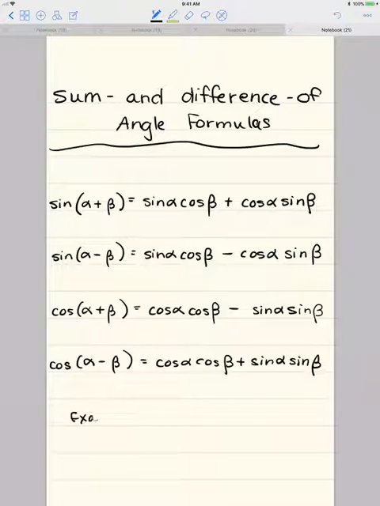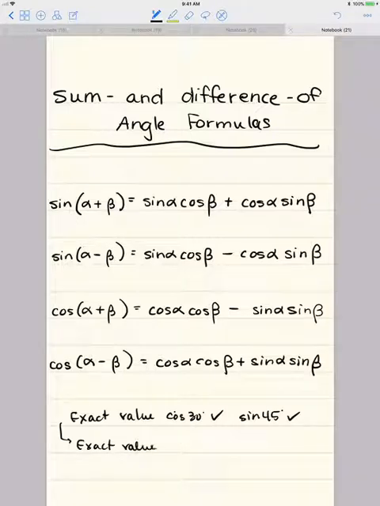So we've been doing some where it's like find the exact value of cosine of 30 degrees. We can do that from the unit circle. Sine of 45 degrees, also unit circle. What we cannot do from the unit circle directly is find, say, the exact value of the cosine of 15 degrees. That is not a number from the unit circle.